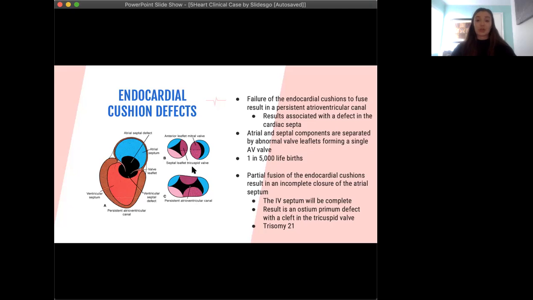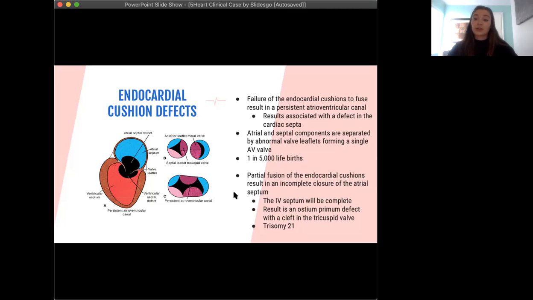Figure B will show the normal development of both the tricuspid and mitral valve leaflets, where there is clear separation here. And then we see that there is no separation, and it's basically just one valve. And this will occur in 1 out of every 5,000 live births. And then here's also just another image of the persistent canal.